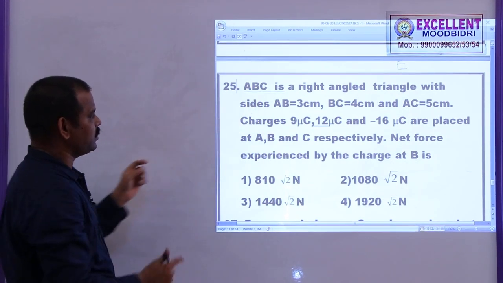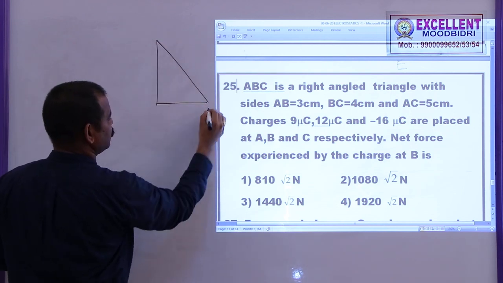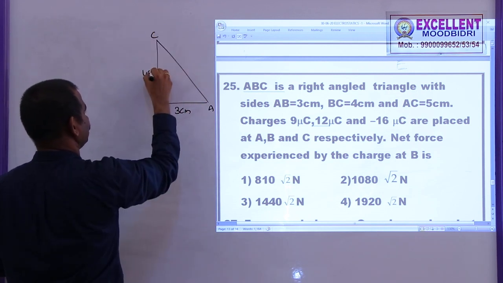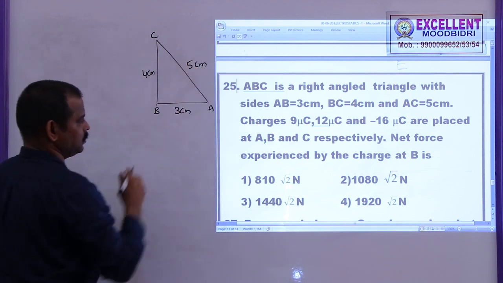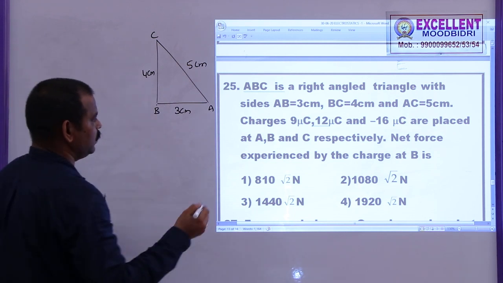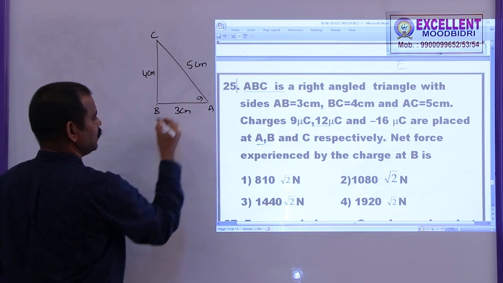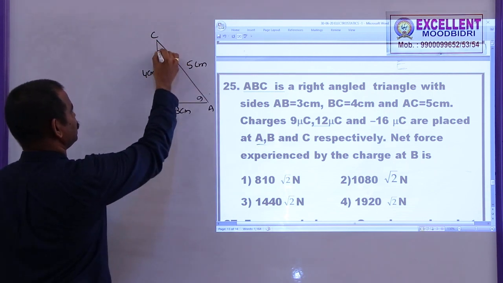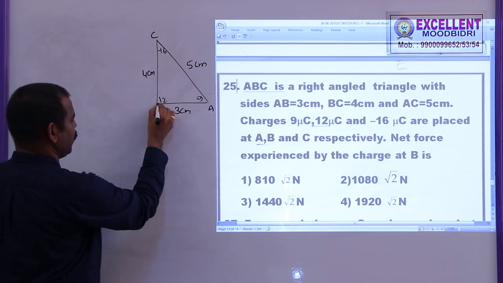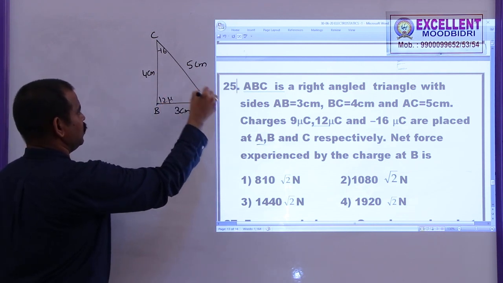25. ABC is a right angle triangle with AB as 3 centimeter, BC as 4 centimeter and this is 5 centimeters. Now the charges which are placed at these points: at A we have 9 microcoulombs and at B this is 12, this is minus 16. Now I want to find out the force experienced by this charge, 12 microcoulombs, due to the other charges.